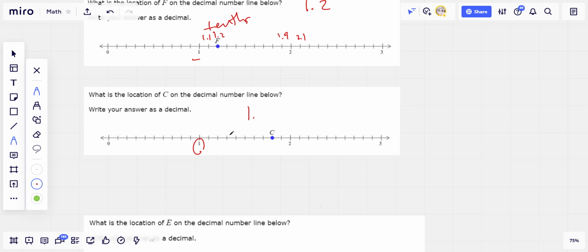1, 2, 3, 4, 5, 6, 7, 8. So that is 1.8. I suppose if I was smart, I could have counted backwards from 2. 2 then goes down to 1.9 and then to 1.8. That might have been quicker. So that is a little bit of work with decimals on number lines.